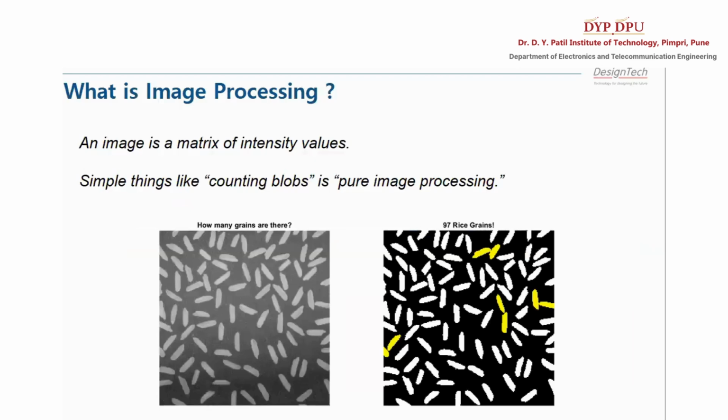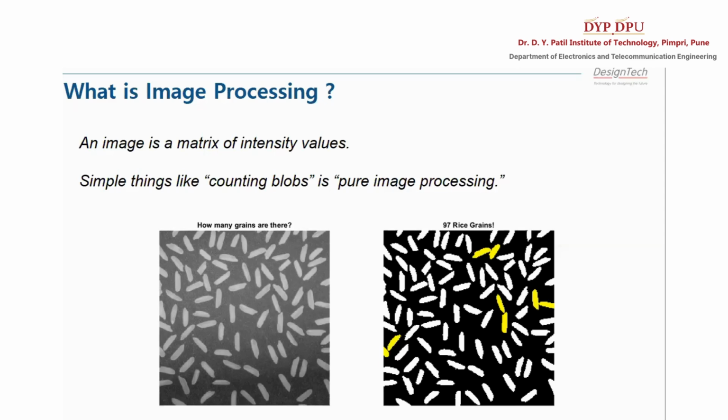So, which I have explained to you is exactly what image processing is. Then I talked about the instance and the segmentations. An image is a matrix of intensity values, simple counting of balls in pure image processing. So in this image we have to do lots of pre-processing tasks, for this application: counting of the balls, the rice grains.